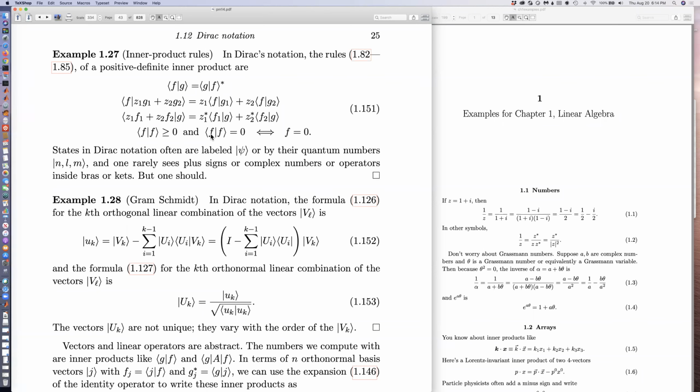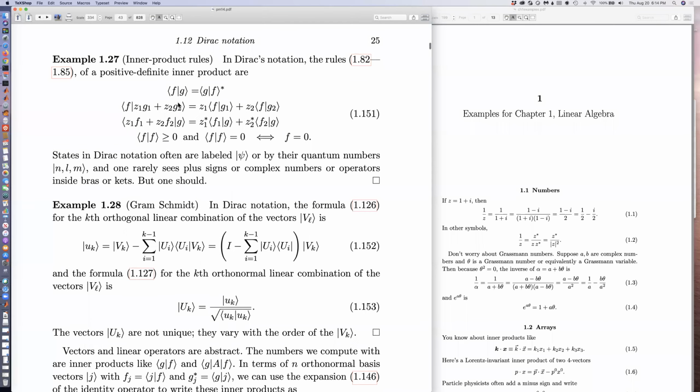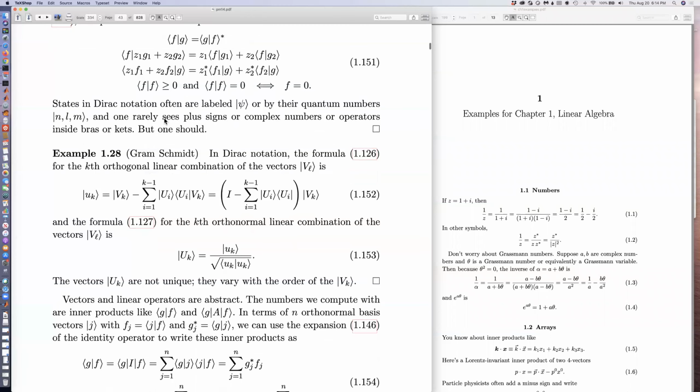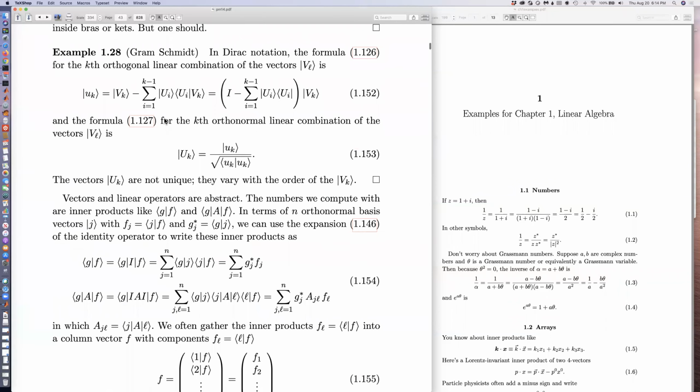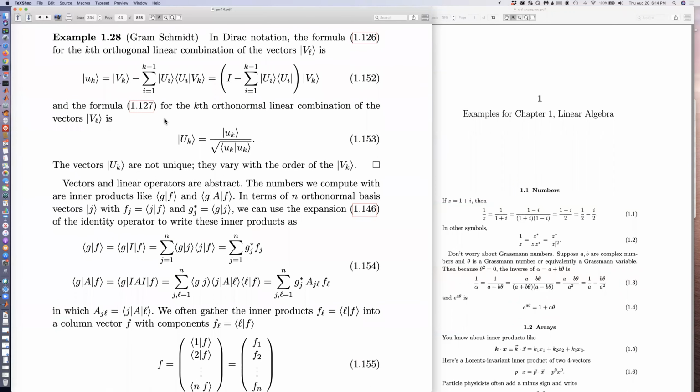States in Dirac's notation are often written by psi or by their quantum numbers, and one rarely sees plus signs or complex numbers or operators inside bras or kets, but one should. So this is perfectly legitimate Dirac notation, and people ought to use that notation. They do occasionally, but not very commonly.